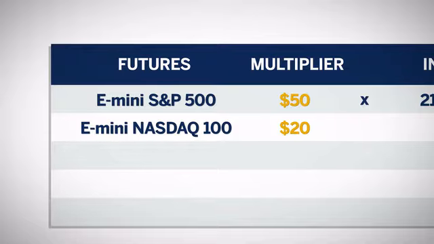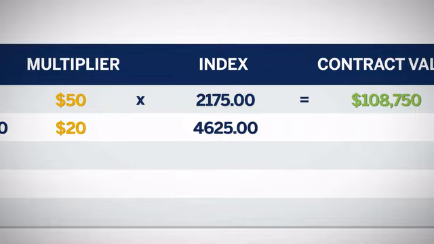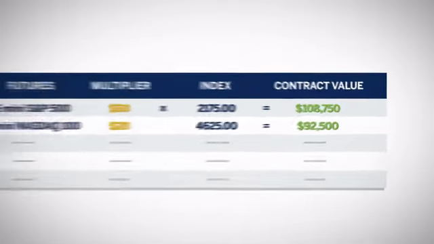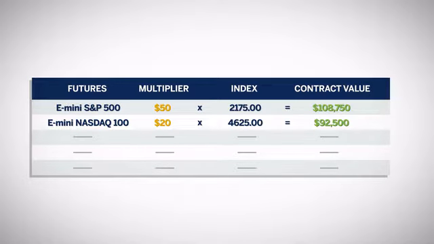If the E-mini NASDAQ 100 futures contract is trading at 46.25 even, then the notional value would be $92,500 per contract, or 20 times 46.25.